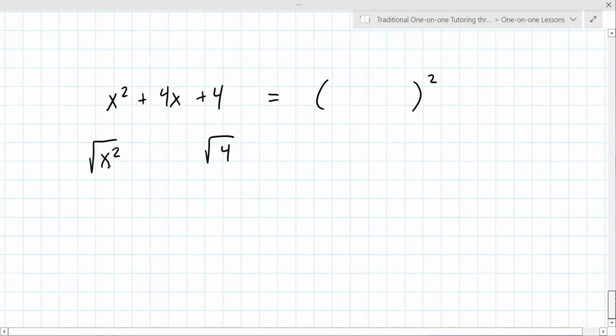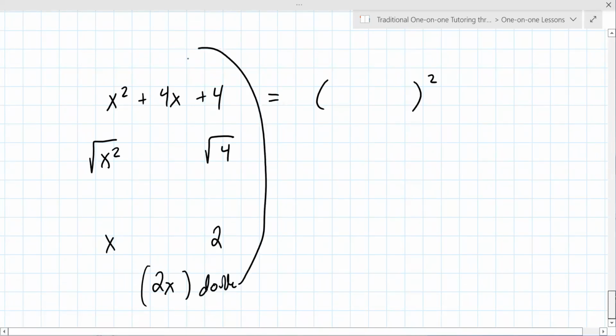What is the square root of x squared? x. What is the square root of 4? 2. And then you squeeze them together. And then what's the last thing you do here? What do you do to this 2x after you squeeze it together? Double it. You double it. And that's 4x. And that's your check. So your A is x and your B is 2. x plus 2 squared.